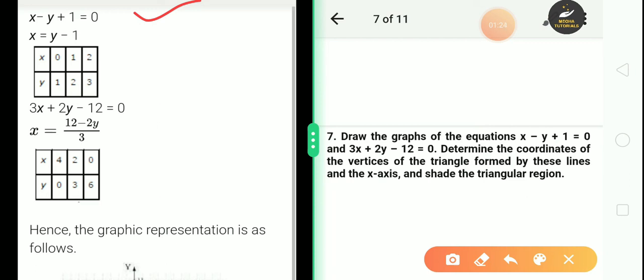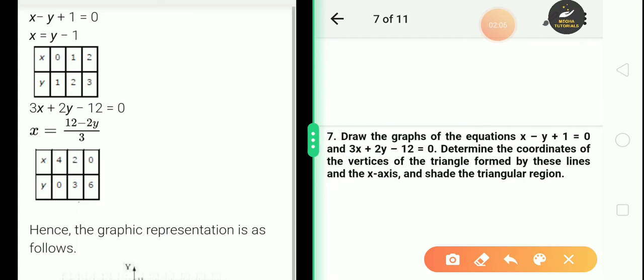Consider equation 2, 3x plus 2y minus 12 is equal to 0. We can write x is equal to 12 minus 2y upon 3. So assuming values of y to get the values of x. So when y is equal to 0, we can get 12 minus 0 upon 3, that is 12 upon 3, which is coming 4. So when y is equal to 0, we can get x is equal to 4.